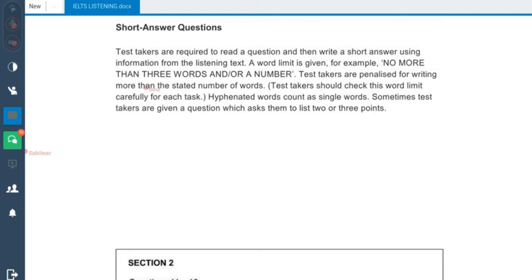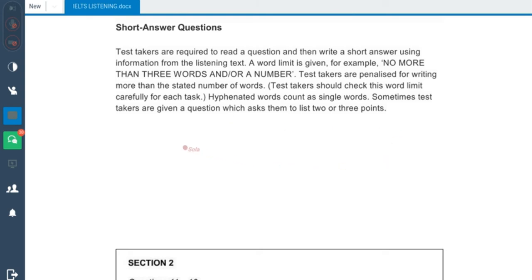Now, for short answer questions, you are required to read a question and then write a short answer using information from the listening text. A word limit is given, for example, no more than 3 words and or a number. Test takers are penalized for writing more than the stated number of words. Remember, you should check this word limit carefully for each task. Remember, hyphenated words count as single words. Now, sometimes test takers are given a question which asks them to list 2 or 3 points.